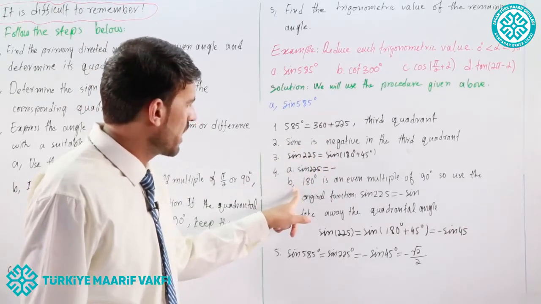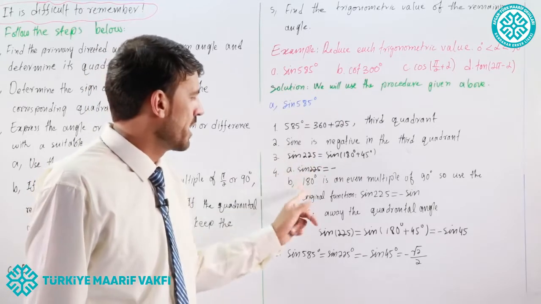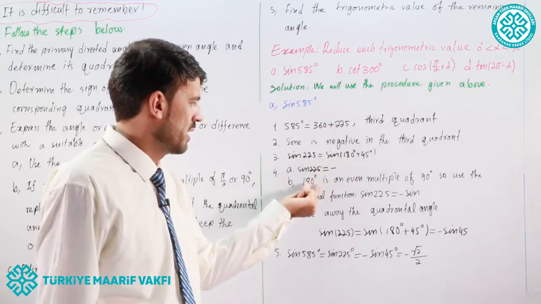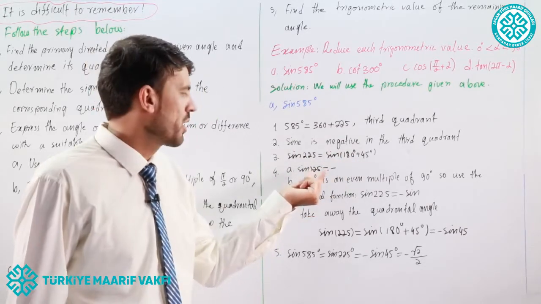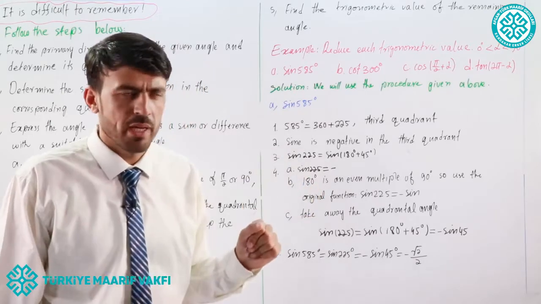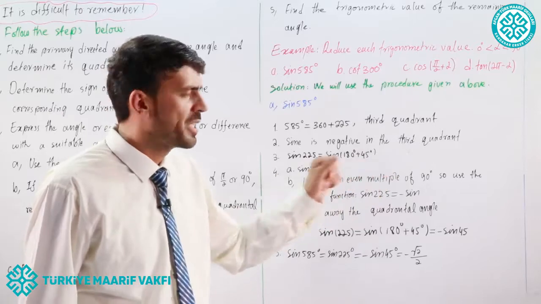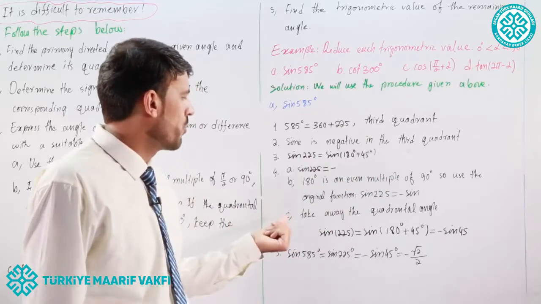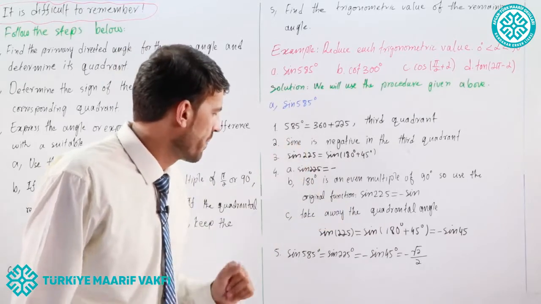In the second part, we check whether 180, the quadrantal angle, is an odd multiple of pi over 2, or an even multiple. 180 is an even multiple of 90 degrees. So we should take the original function, which is sine.